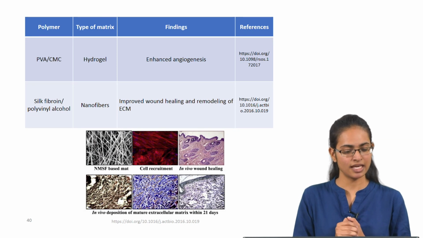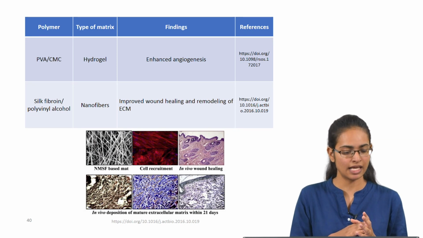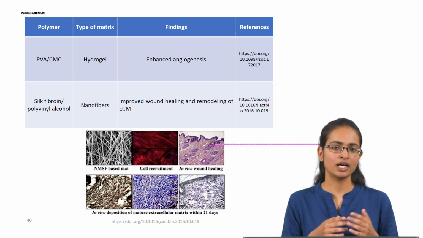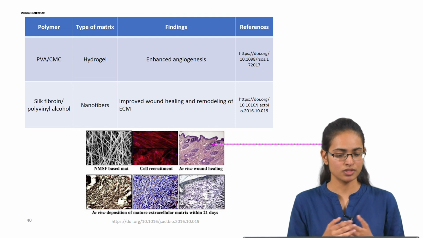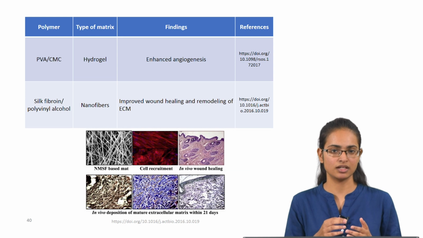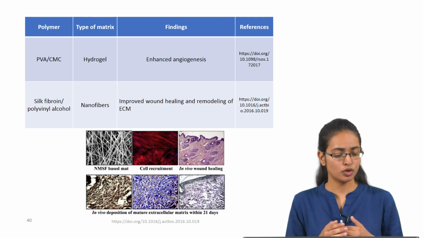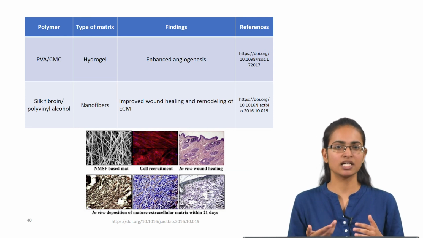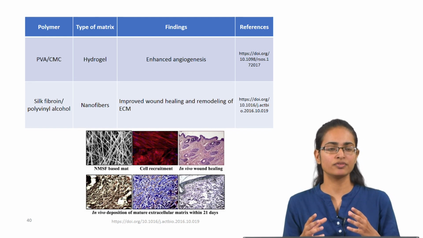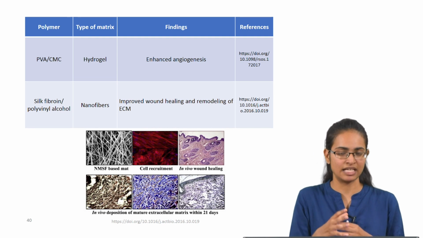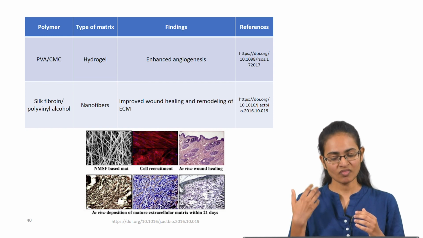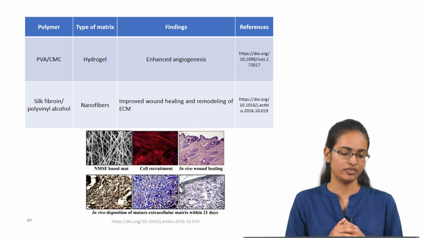So, PVA CMC, that is a blend of polyvinyl alcohol and carboxymethyl cellulose, which is a carboxymethyl derivative of cellulose. Here PVA is the synthetic component and CMC is the natural polymer. PVA provides the mechanical properties to the material. PVA is however highly hydrophilic and it does not help with cell adhesion. So, carboxymethyl cellulose can help with cellular attachment and proliferation.